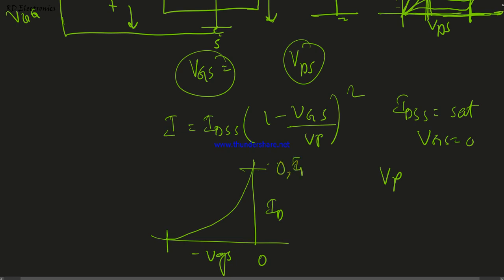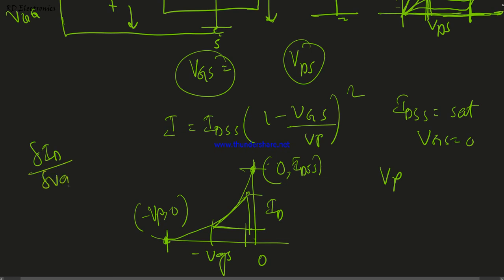So this is known as IDSS, and this point is known as VP, minus VP, because at this point the voltage is maximum and current is minimum, but at this point the current is maximum and voltage is minimum. Now if we take the gradient or slope, this is known as delta ID and this is known as delta VGS. So delta ID by delta VGS is also known as the current by voltage ratio. This is a very important parameter.